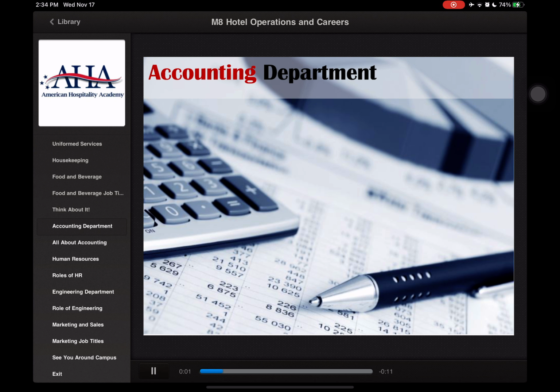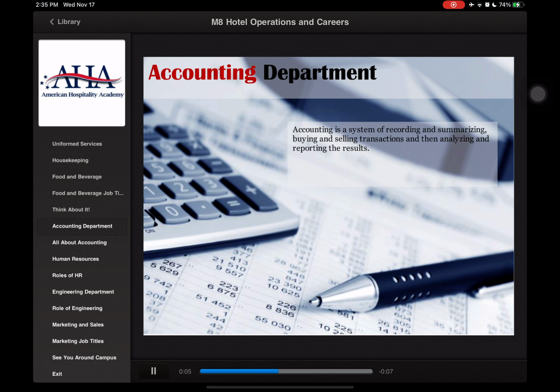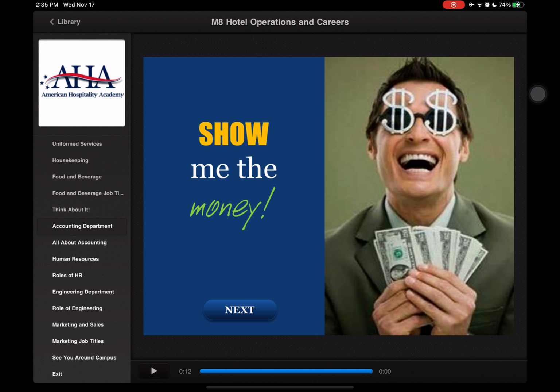Next stop on our tour is the accounting department. In general, accounting is a system of recording and summarizing buying and selling transactions, and then analyzing and reporting the results. A common phrase among most accounting departments is "show me the money." Click Next below to read about the common roles, various systems used, and main job titles of the accounting department. Select each checkbox on the screen to learn more.